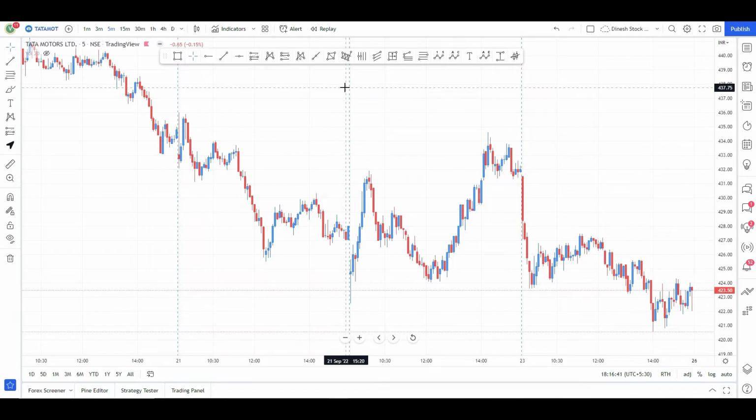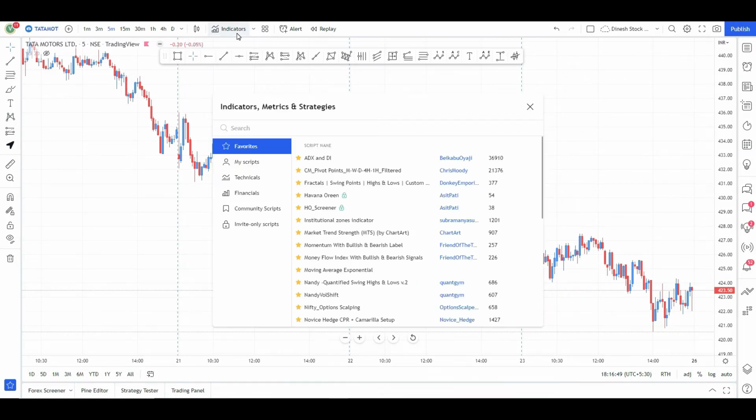To add the CPR indicator in TradingView, go to the top menu and click on Indicators. In the search bar, type CPR.